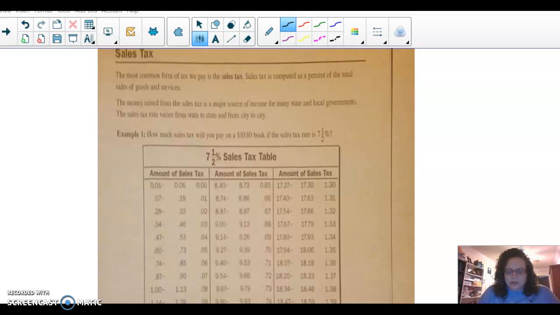I wanted to do a quick review on the very first lesson that we had in our personal finance unit. It was a lesson over sales tax. We did this lesson right before spring break.